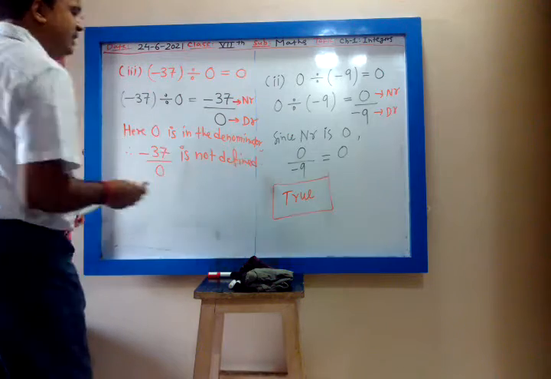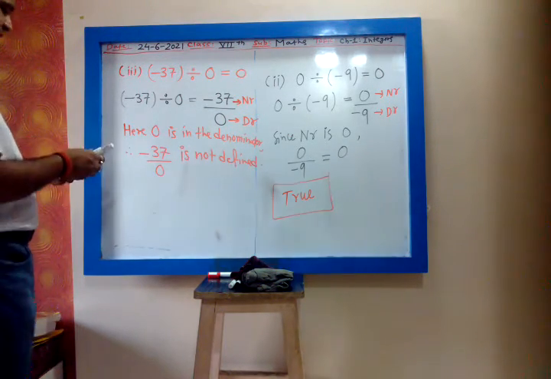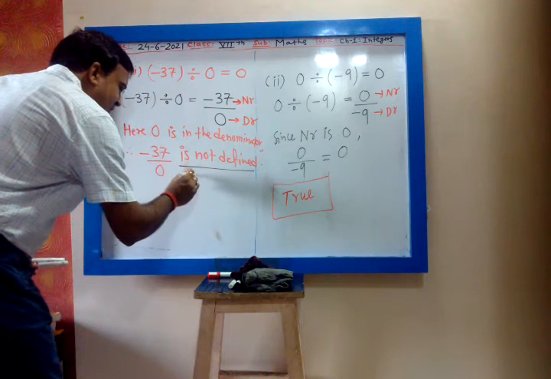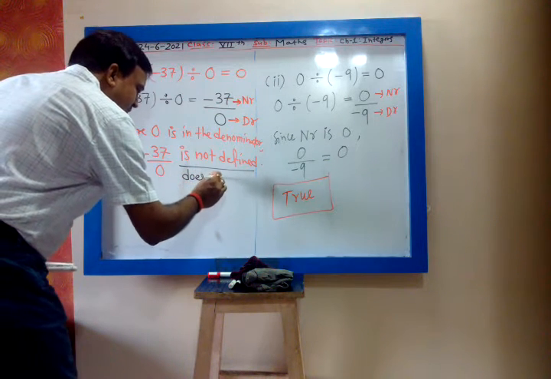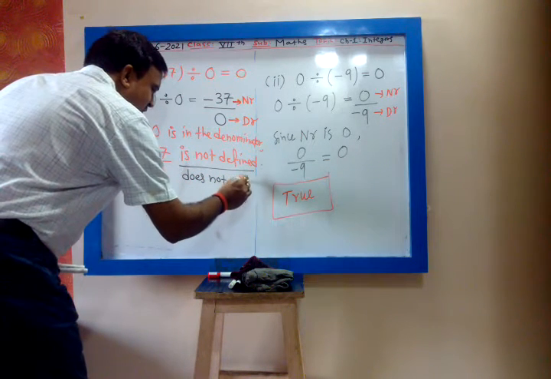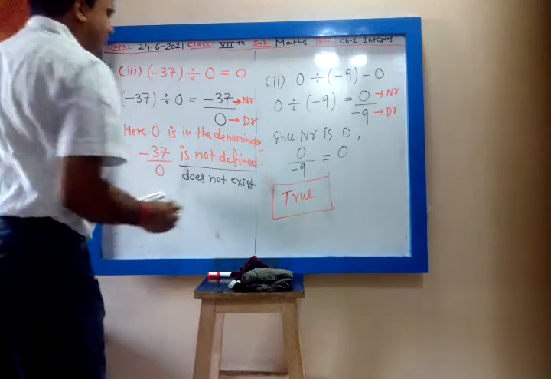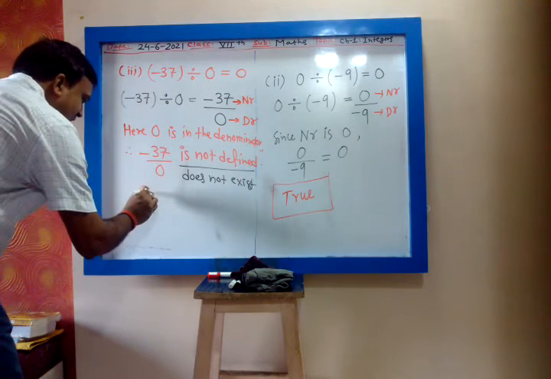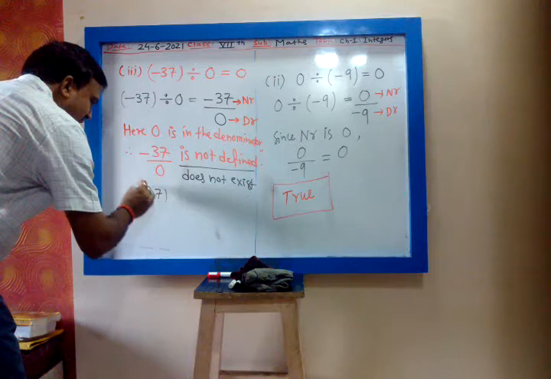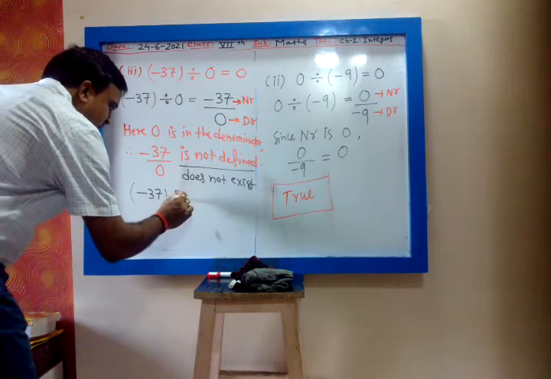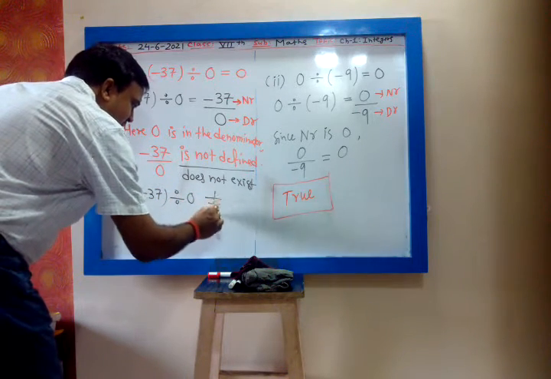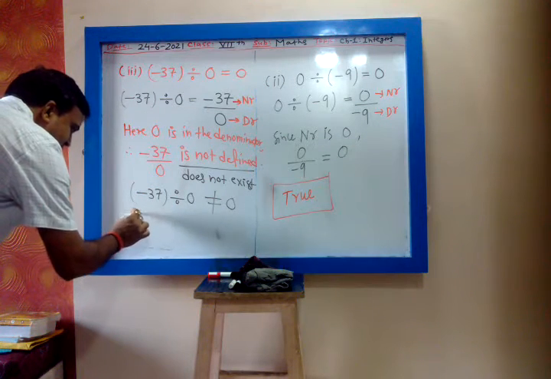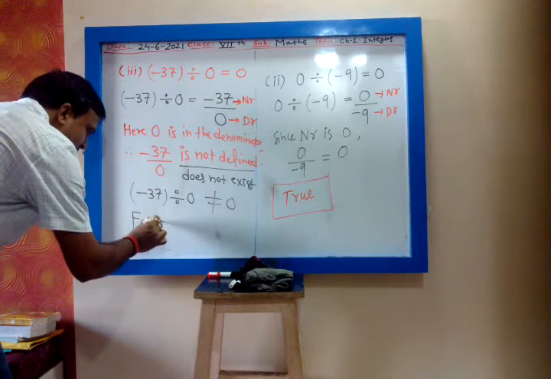So whenever 0 is there in the denominator, it is not defined. Not defined is same as does not exist. So if it does not exist, it will not be 0. Minus 37 divided by 0 will not be equal to 0. So the given statement is false.